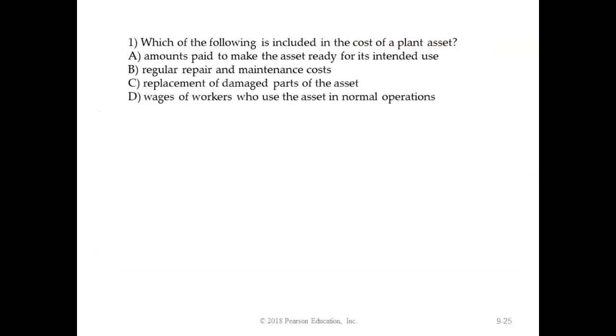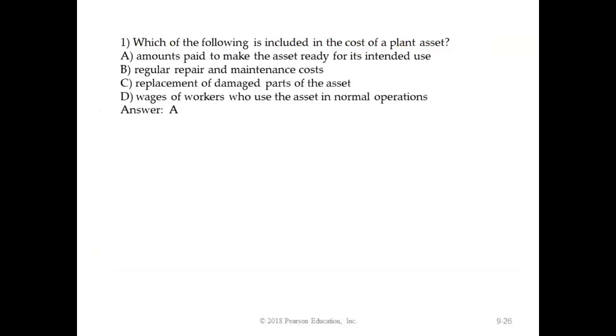So the first question is, which of the following is included in the cost of a plant asset? Is it A, the amounts paid to make the asset ready for its intended use? Is it B, regular repair and maintenance cost? Is it C, replacement of damaged parts of the asset? Or D, wages of workers who use the asset in normal operations? Well, to me on this one, A is the answer that really stands out here, and that's going to be the amounts paid to make the asset ready for its intended use. So this one is A.